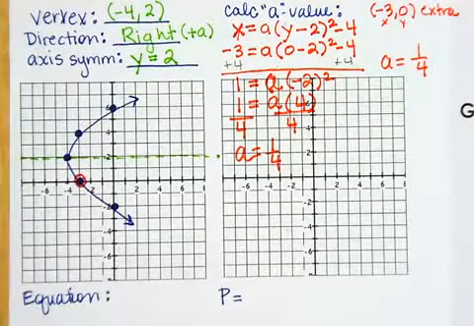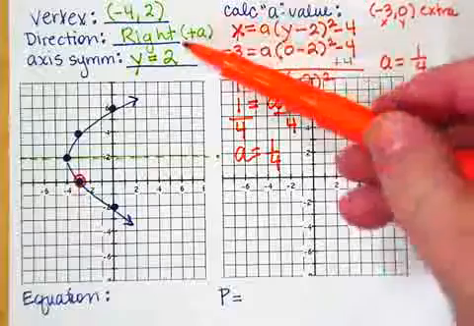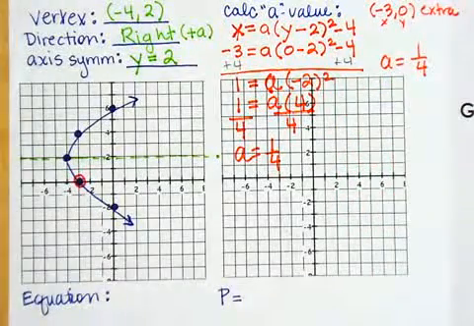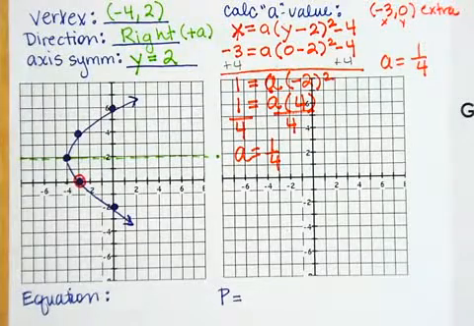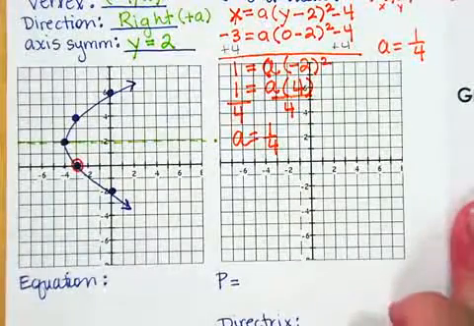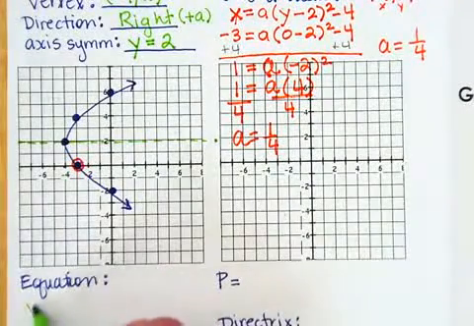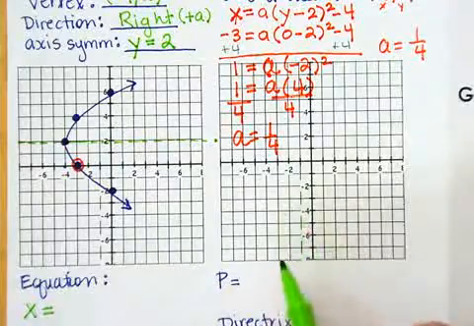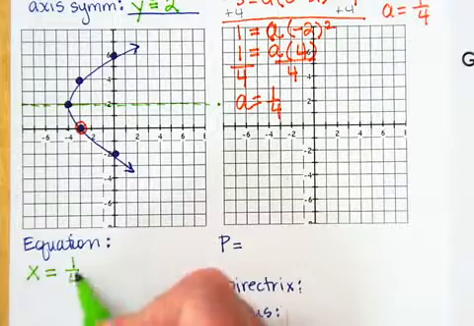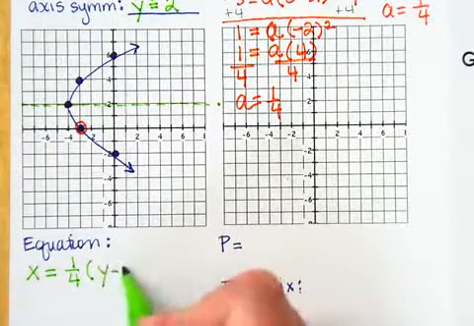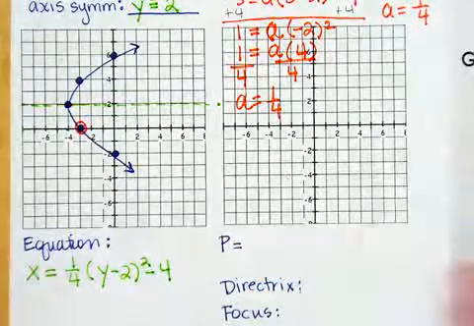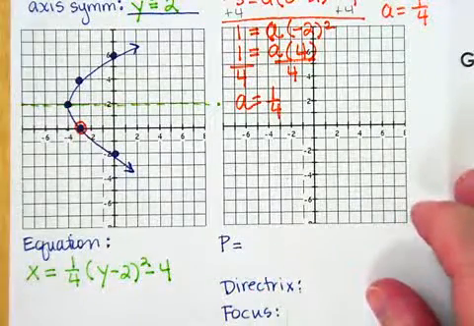Does it make sense that a is a positive number? Yes, because we said that the graph's going to open to the right, so a should be a positive number. So now we can go back and write the entire equation. We're going to take our equation from there. So I have x equals, we're going to substitute the a value in that we just found. So that's 1/4 times y minus 2 closed squared minus 4. So there's the equation of that graph.